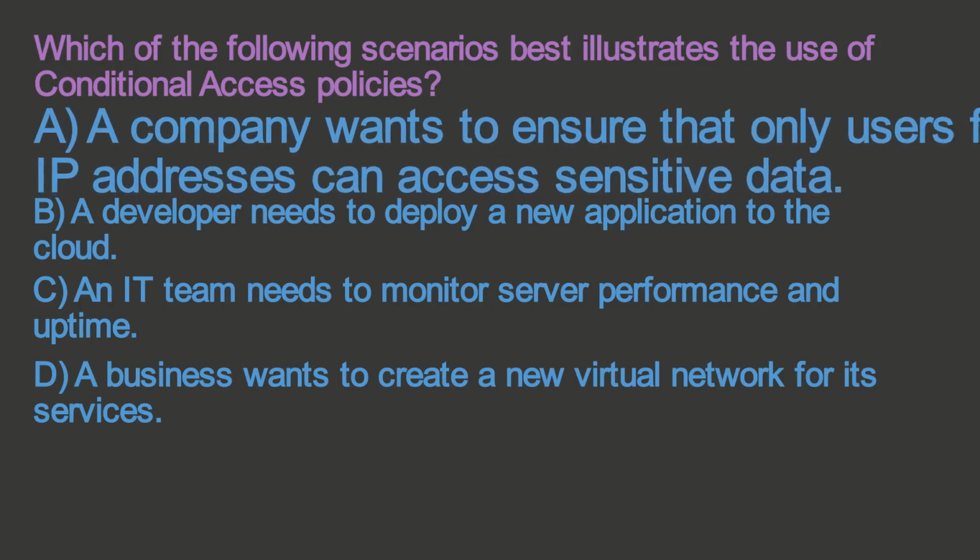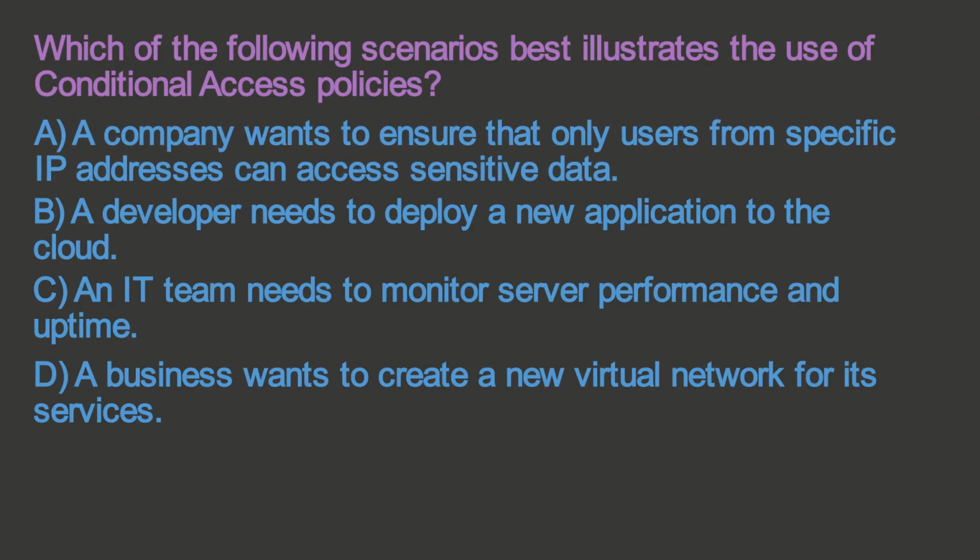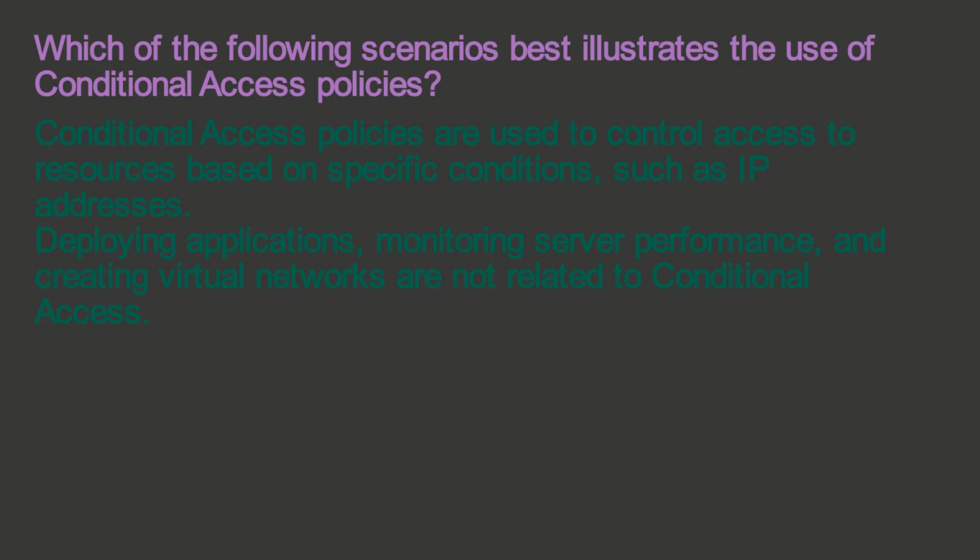The correct answer is A. A company wants to ensure that only users from specific IP addresses can access sensitive data. Conditional access policies are used to control access to resources based on specific conditions, such as IP addresses. Deploying applications, monitoring server performance, and creating virtual networks are not related to conditional access.